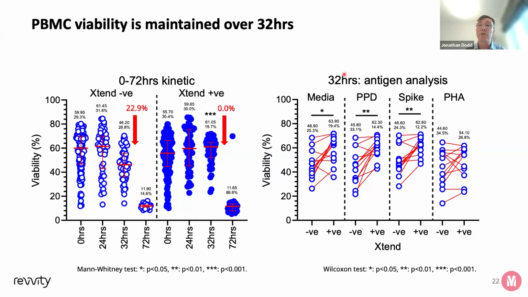And so the graph on the right shows the breakdown of the cell viabilities across the 4 different antigens. And what you can see is that there was a statistically significant increase in the viability of the cells when using T-cell extend across the media, PPD, and spike conditions. And so it suggested that the protection that this T-cell extend was offering on the viability of the cells was independent of the antigens used.